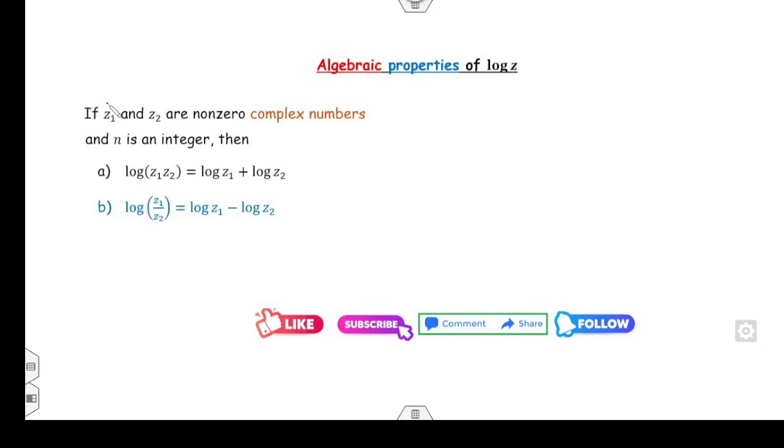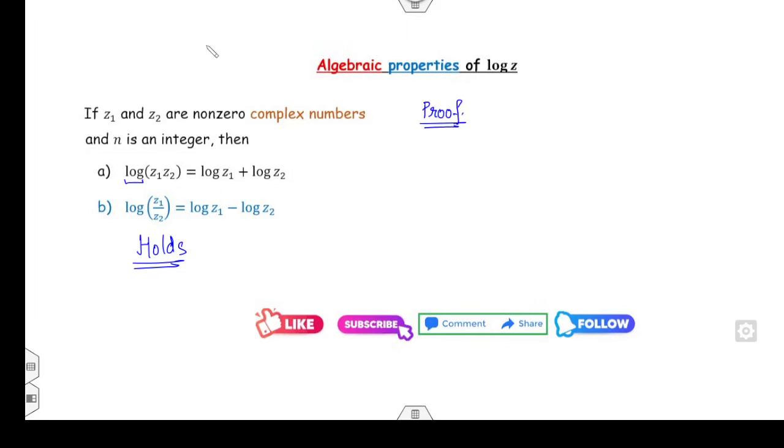If you have any two non-zero complex numbers, then we can define log of z1 z2 and so on. If you talk about n as an integer, then we can say log of z1 to the power n is n times log of z1. Can we say this property holds? Yes, it holds. The small log, the standard logarithmic function, holds this property. The proof is very simple.